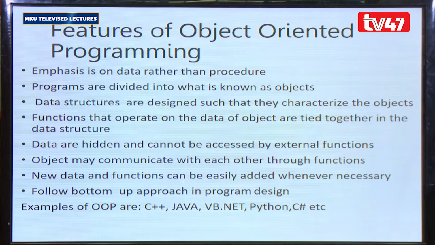And of course, we'll be talking about these basic concepts about objects and all these terms as we proceed. Another key feature of object-oriented programming is that data structures are designed such that they characterize the objects. Another key feature is that functions that operate on the data of objects are tied together in the data structure. And of course, another key feature is that data are hidden and cannot be accessed by external functions.